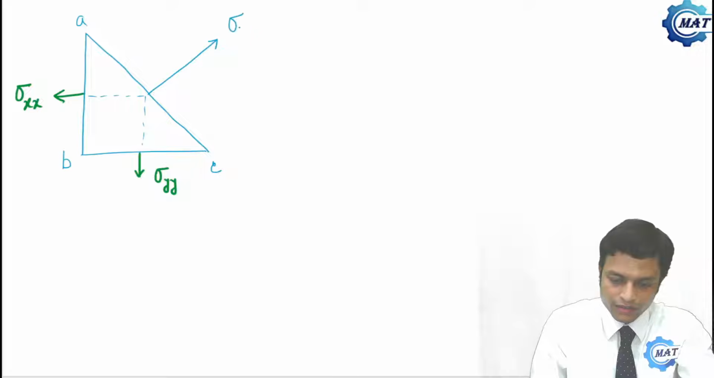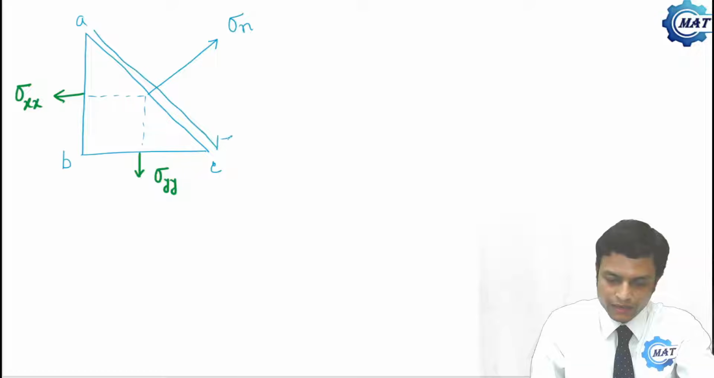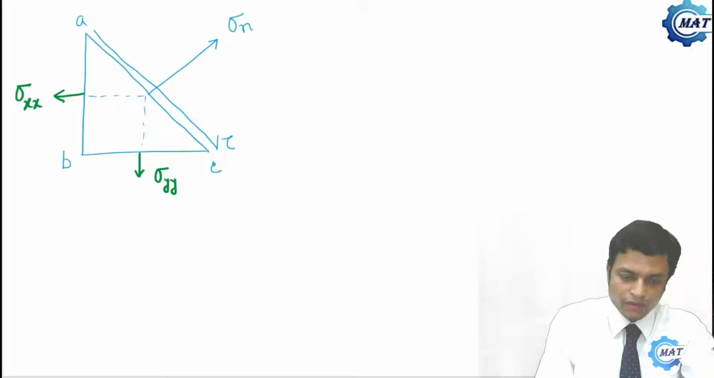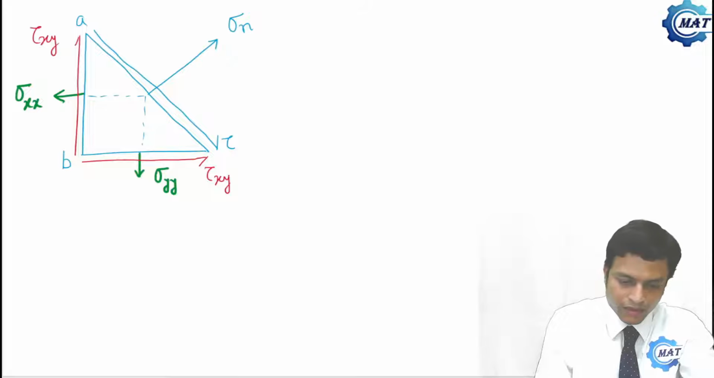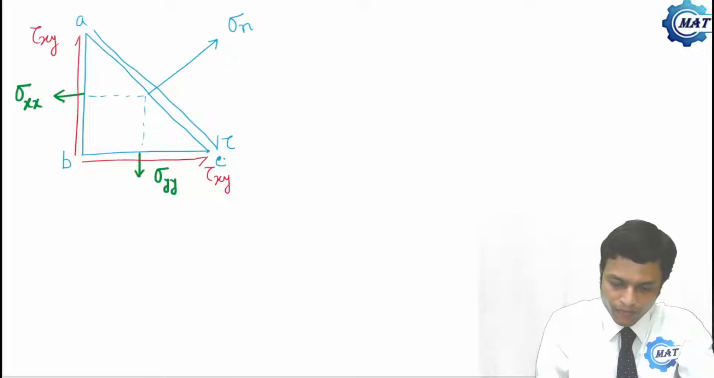Normal stress is sigma n and shear stress on the arbitrary plane is tau. But here we have to add tau xy, this is also tau xy, this is also tau xy, and this point is C and this angle is phi.